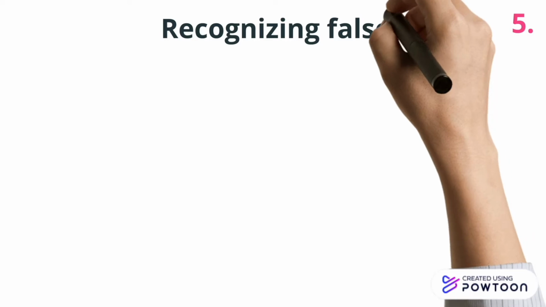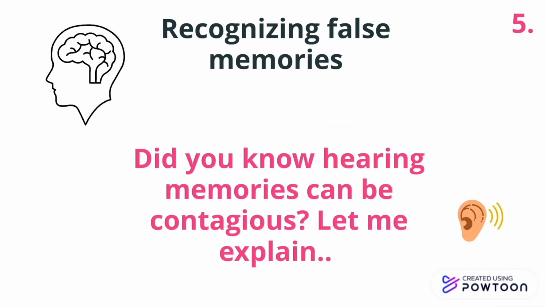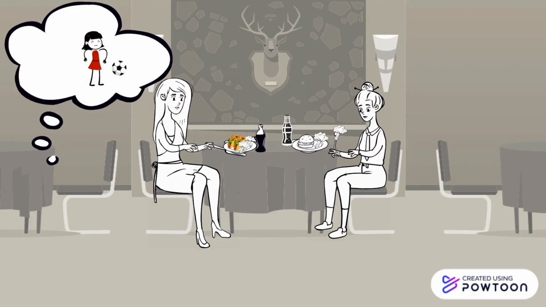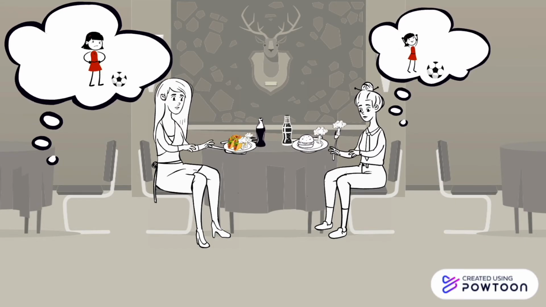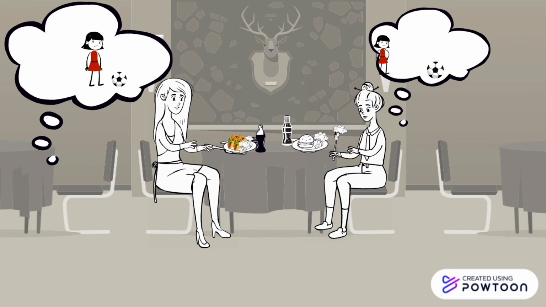Now let's move on to recognizing false memories. Did you know that hearing memories can be contagious? Let me explain. Imagine you and your friend are eating lunch together. Your friend starts a conversation about how the girl on your old soccer team was very rude. At first, you might be slightly confused because you remember the same girl as being kind and energetic. After asking questions and hearing your friend's stories about the girl and the rude comments towards her, you may also remember the girl as rude. Your memory is altering. Now, if your friend remembered the girl wrong, you have now created a false memory.